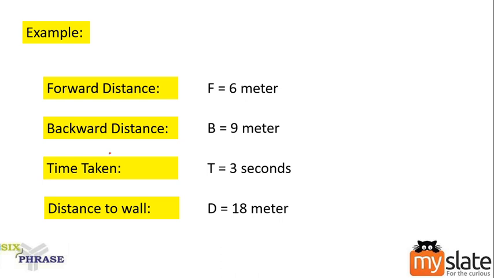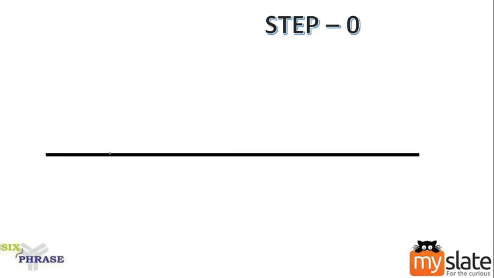As I always say, don't look at it in the form of a text. For this problem, it is better to imagine it as a picture. So let me draw a picture with this data. Initially, we will have a plane surface. We will have a car, and the car can move in forward and backward direction.